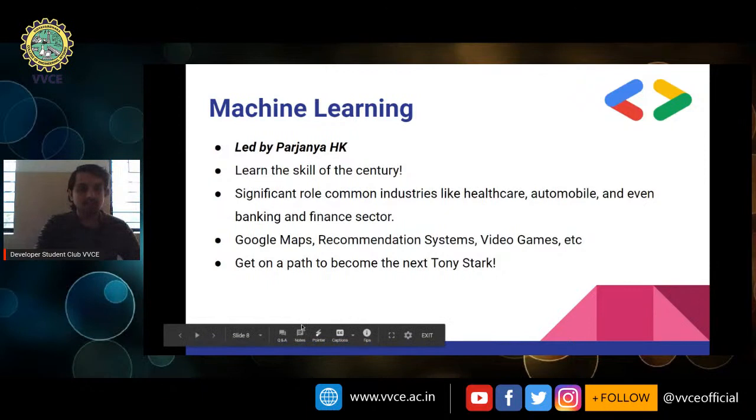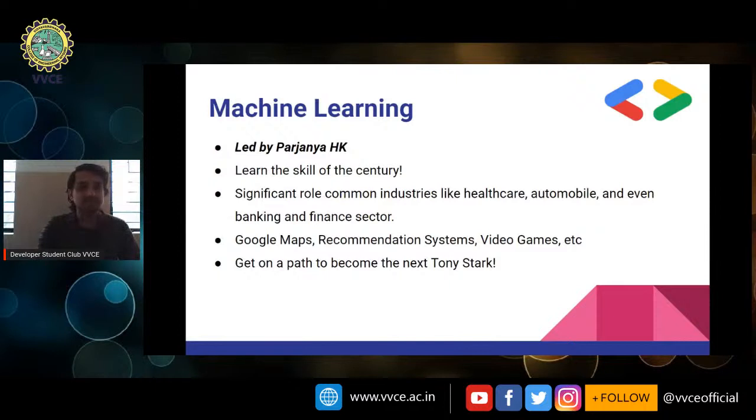Getting into machine learning, what is machine learning? Machine learning is the field of study that gives computers the ability to learn without being explicitly programmed. It's headed by yours truly, Parjanya HK, and it is also the skill of the century.